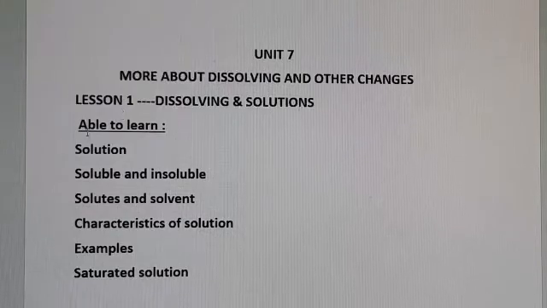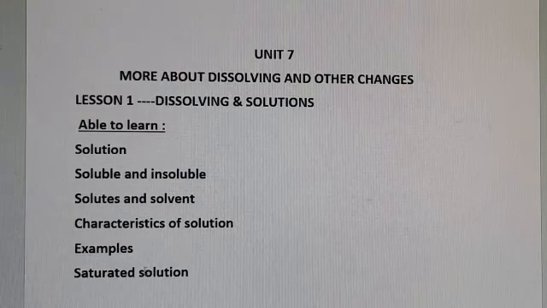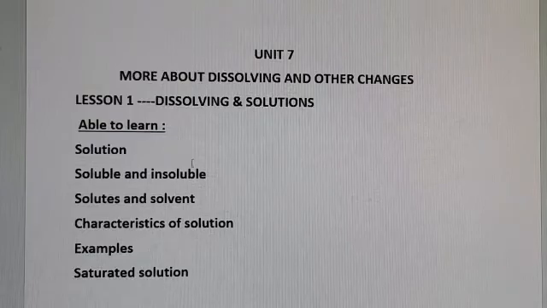In Lesson 1, we are going to learn about solution, soluble and insoluble, the definition of solutes and solvent, characteristics of solution, examples to help you understand better, and saturated solutions with example. Students, here we are going to cover all these topics under this Lesson 1. Shall we move on to our topic?